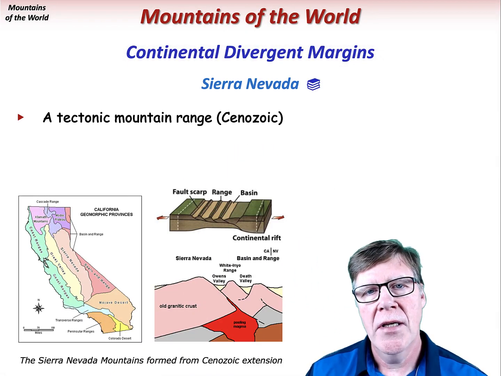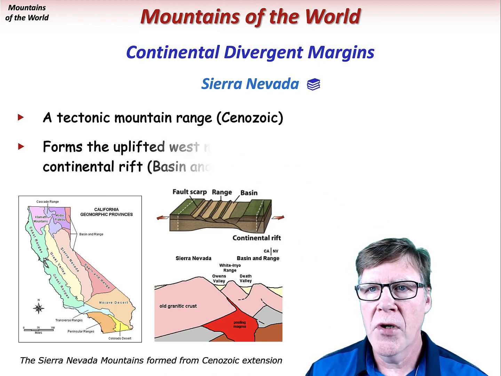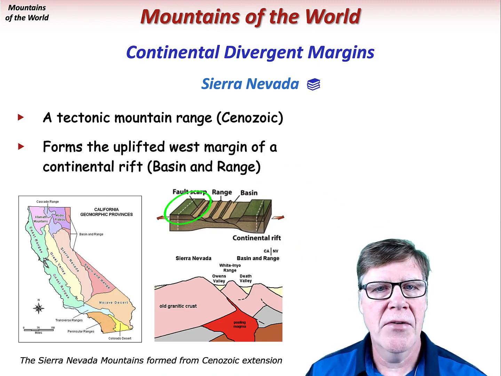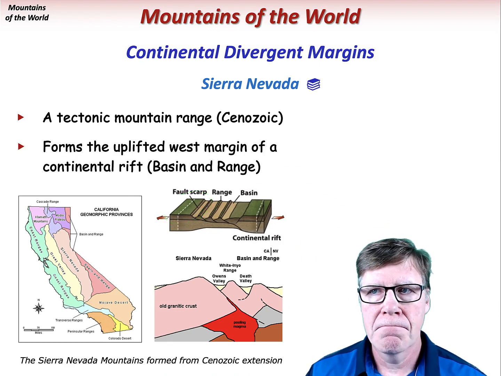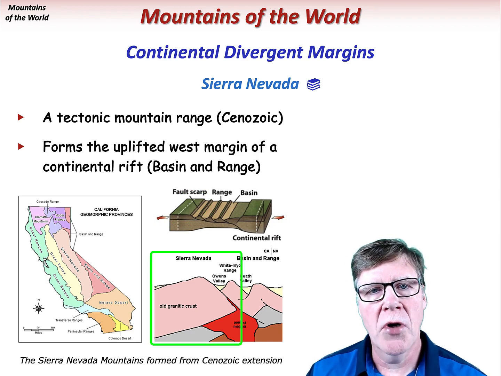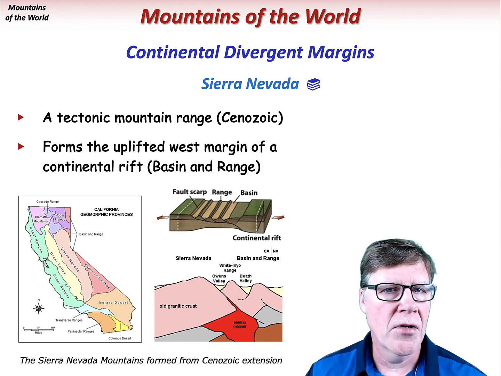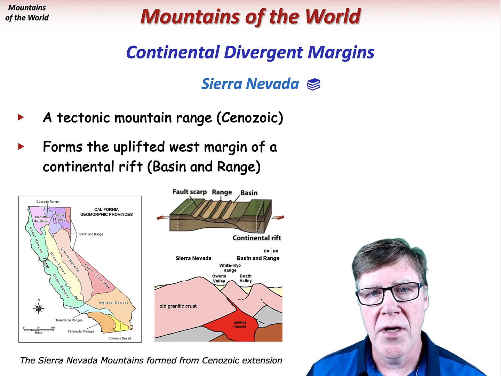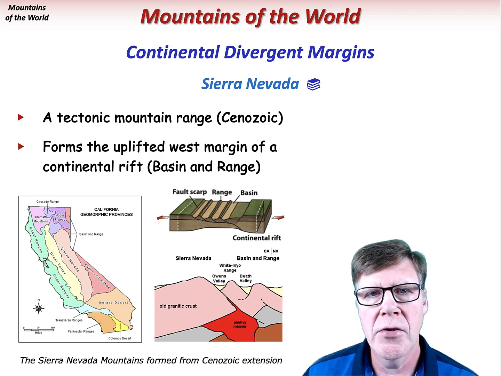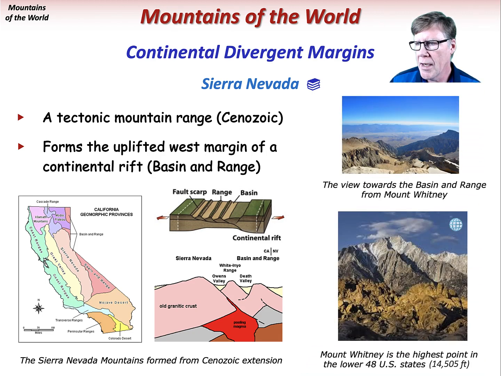The Sierra Nevada are a tectonic mountain range in California that formed along the western margin of the Basin and Range continental rift. It is essentially a large tilt block that formed around 10 million years ago, but recent studies indicate that the Sierras may have started to form as early as 40 million years ago. The Sierras include Mount Whitney, the highest point in the lower 48 U.S. states, at 14,505 feet.